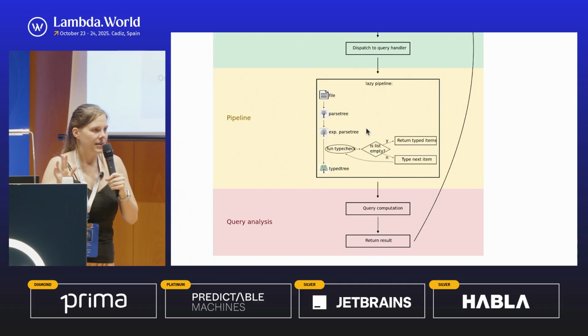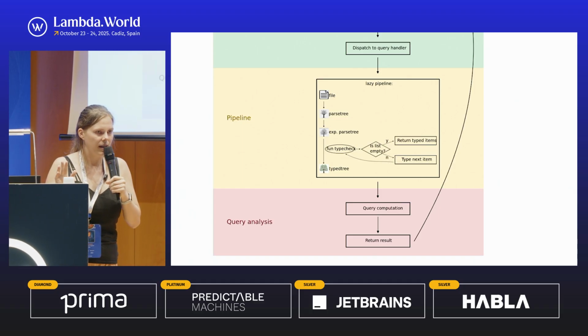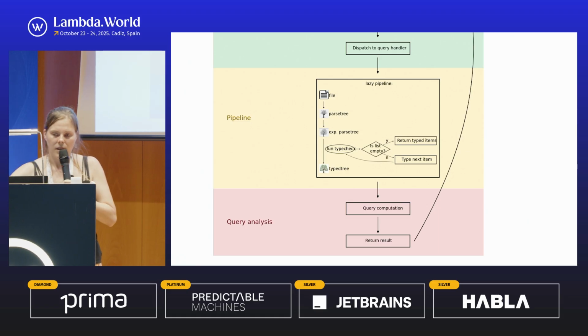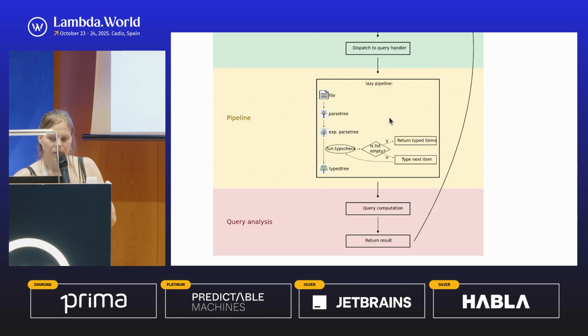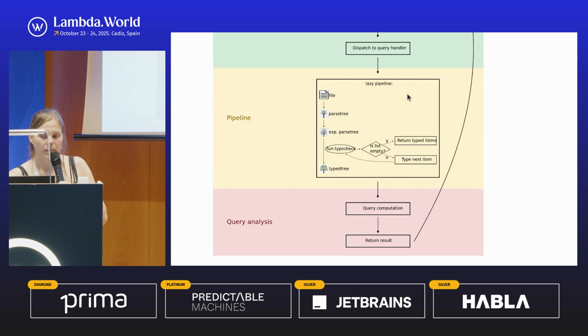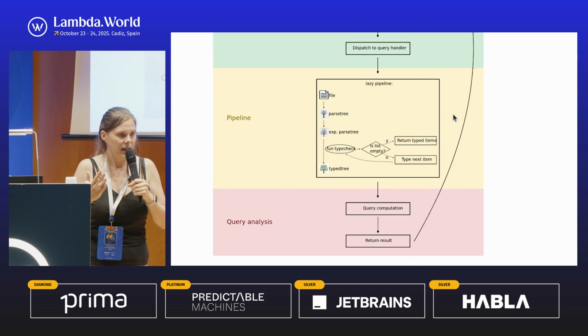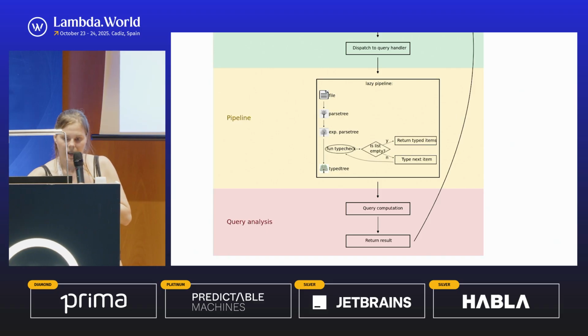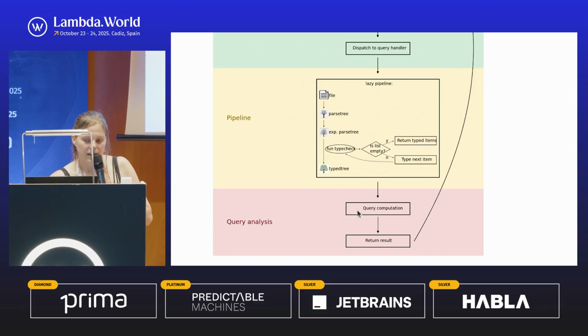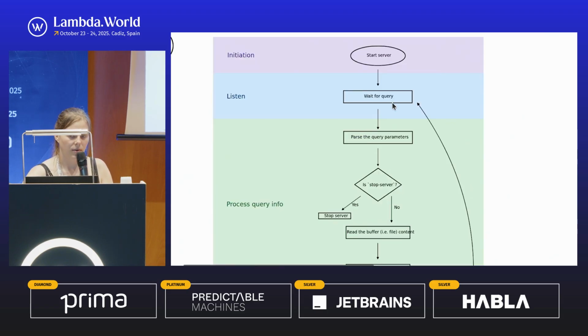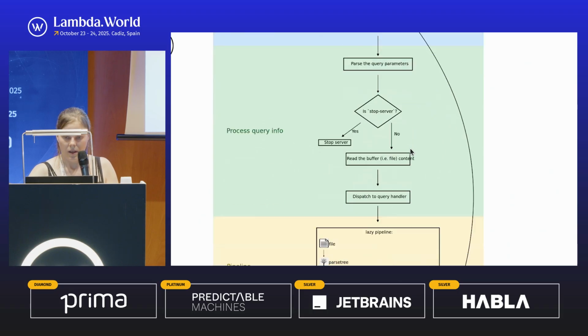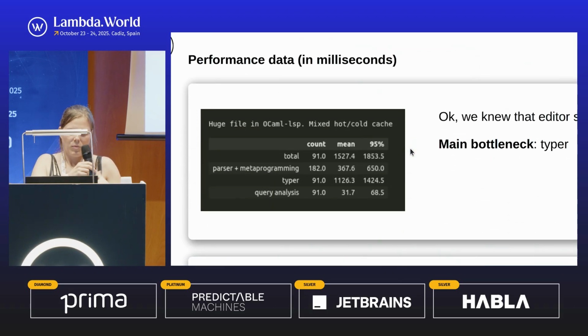In most cases, the query handler needs the most complex representation, which is the typed tree. But sometimes less information is okay, and then whatever representation is needed is returned. Once the query handler has the representation it needs to do its analysis, it goes ahead and does its analysis to find an answer to the query that it was given. And once it has an answer, it returns the answer, and then it goes up again to wait for the next query. Okay, I need to zoom out.